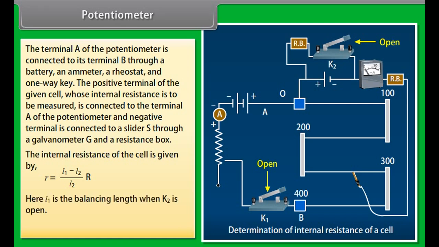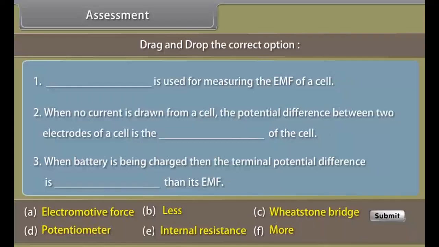Here, L1 is the balancing length when K2 is open. L2 is the balancing length when K1 is open. Assessment. Before proceeding further, let us know how much you have learned. Drag and drop the correct option.